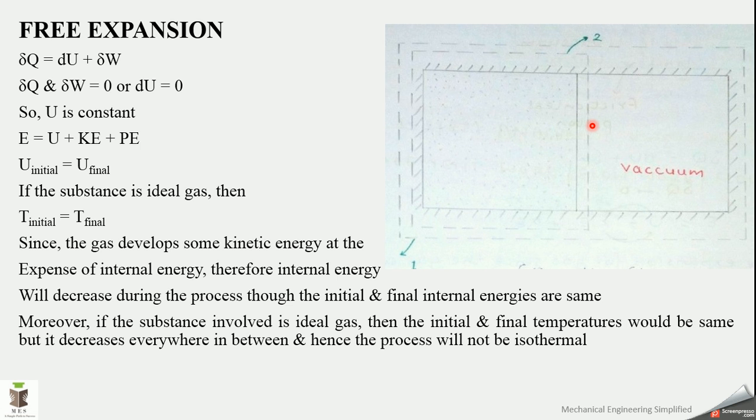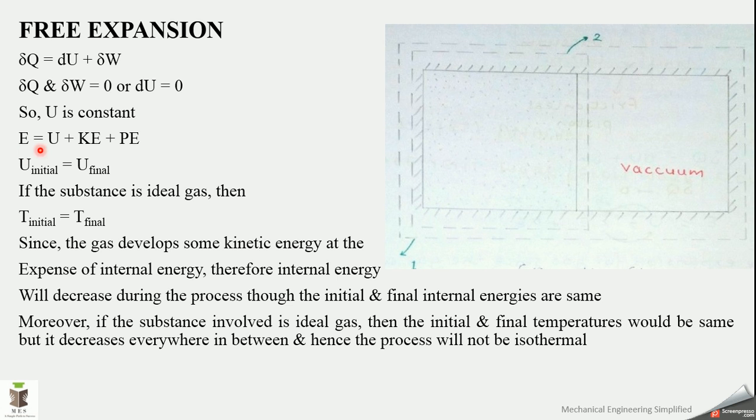The simple first law of thermodynamics tells us that del Q is equal to dU plus del W. Here del Q and del W are equal to 0, because this is an adiabatic system, so heat transfer is 0, and there is no work involved, because the system is not doing any kind of work. That means the change in internal energy is 0, so the internal energy is conserved.